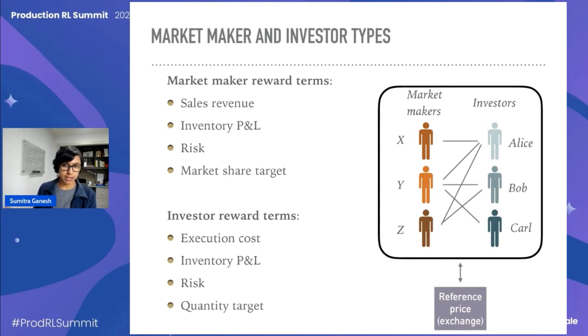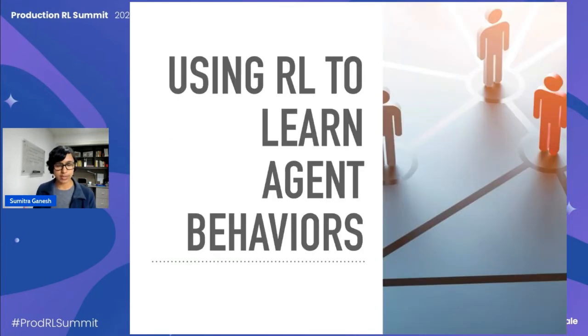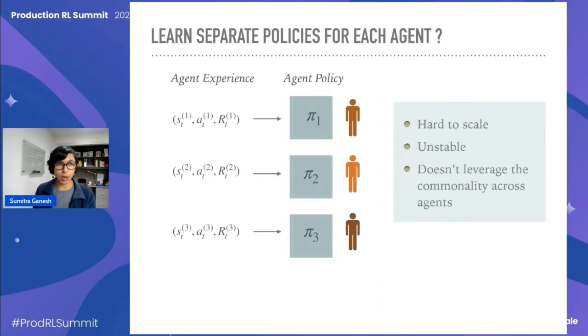So now that we have set up reward functions for the agents in this market and ways to specify different types of agents with these weightings, we are really all set to use RL to learn policies for these agents. Now, one way we could do this is to learn a separate policy for each agent. After all, I have been telling you how they are different from each other.